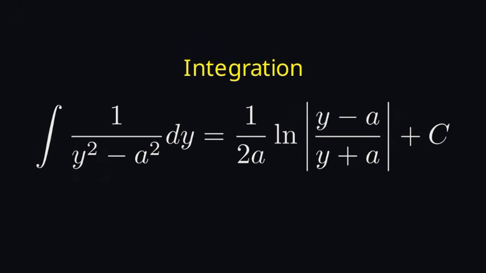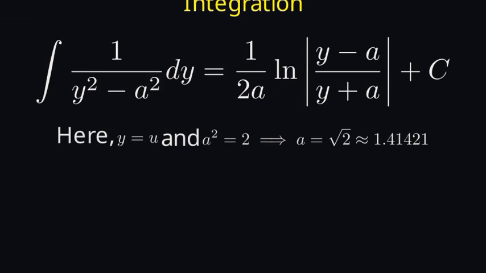Integrating the rational function. This integral is a standard form. The integral of 1 over y squared minus a squared with respect to y is 1 over 2a times the natural logarithm of the absolute value of y minus a over y plus a, plus a constant of integration. In our integral, the variable y corresponds to u, and a squared is equal to 2. This means a is the square root of 2, approximately 1.414.